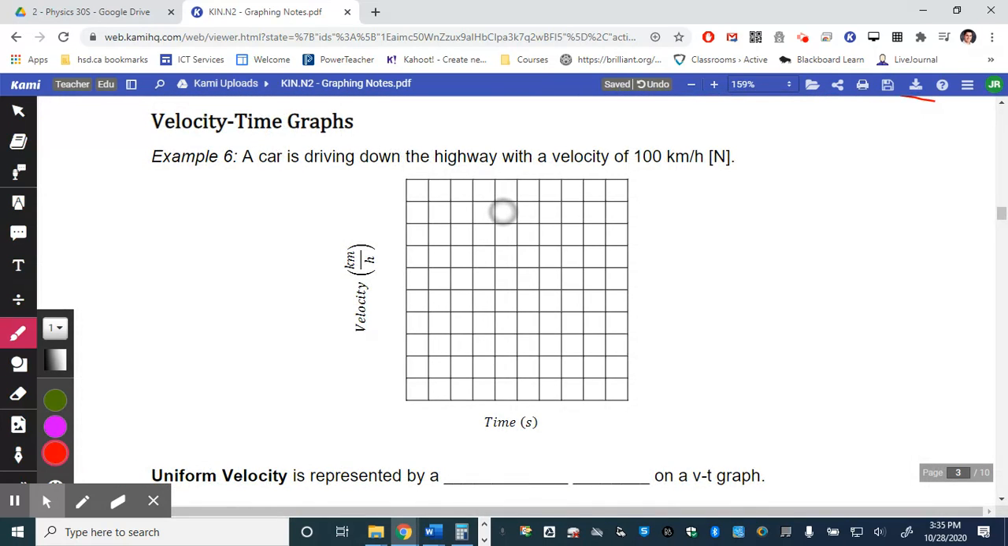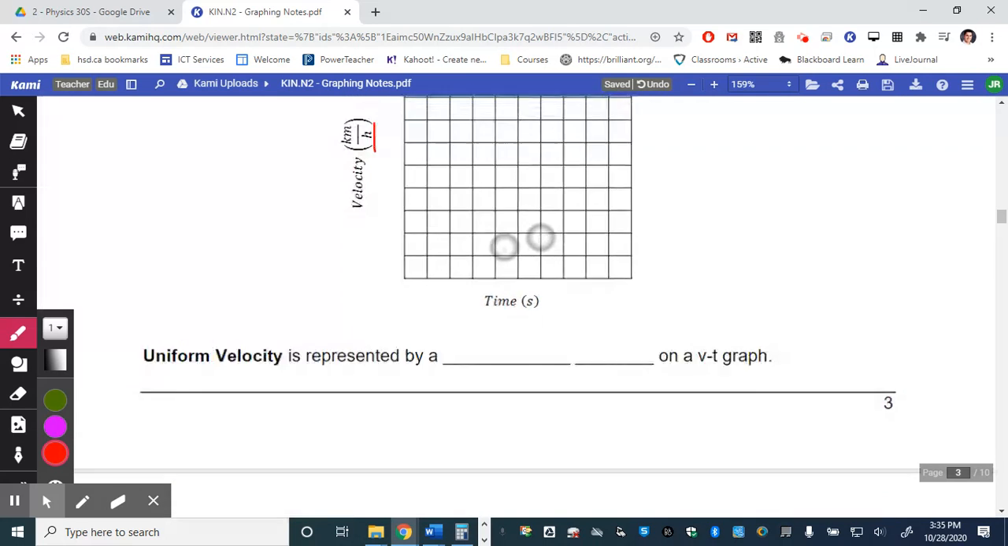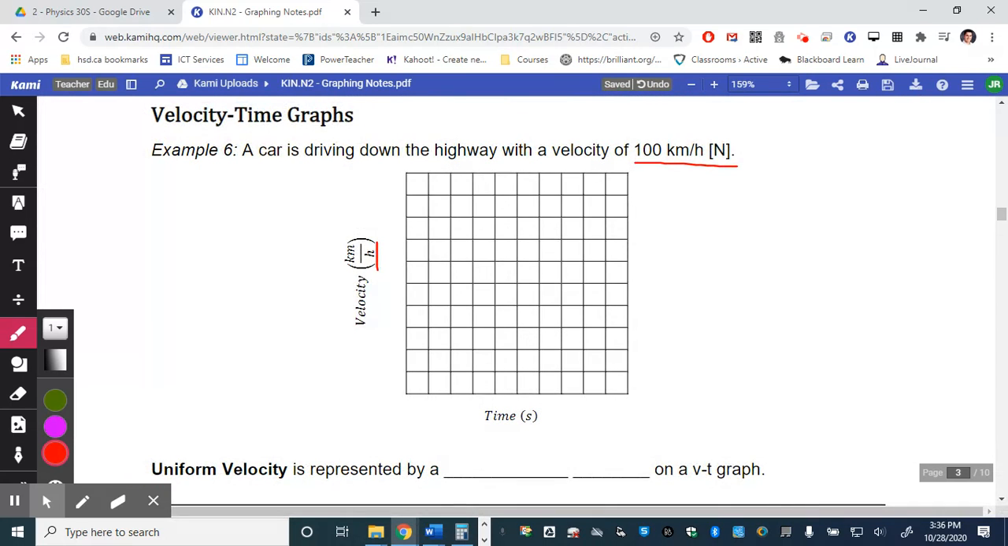Example number 6. A car is driving down the highway with a velocity of 100 kilometers per hour north. Oh, nice. It's in kilometers per hour, so this is pretty sweet. All right, next question. Now, I guess we should probably do something with this. I just wanted to show you how to set up a graph, okay? If we're going to set up a nice graph, we're going to make 0 the origin.